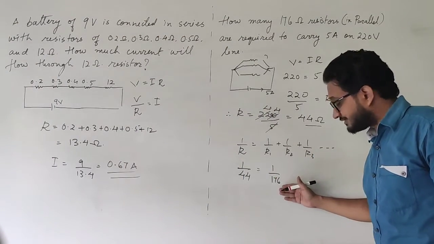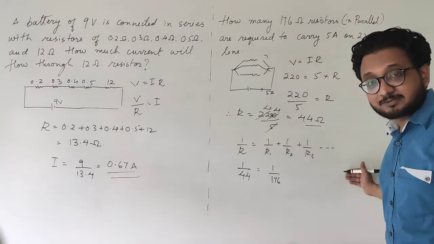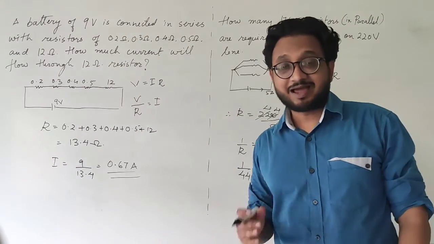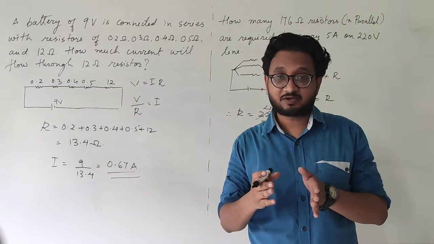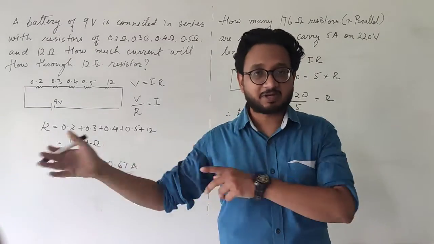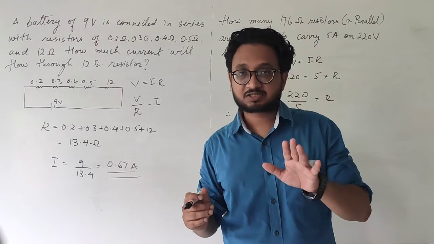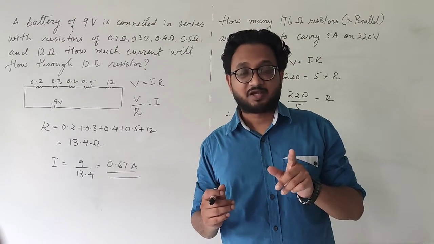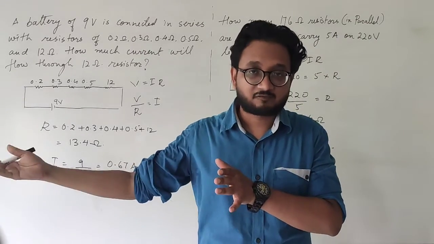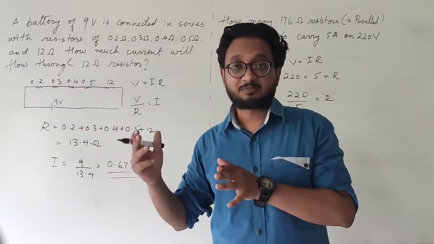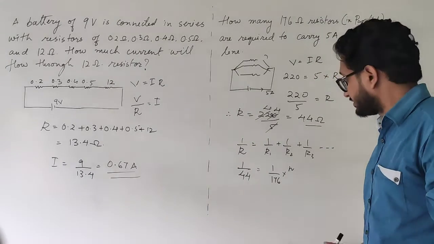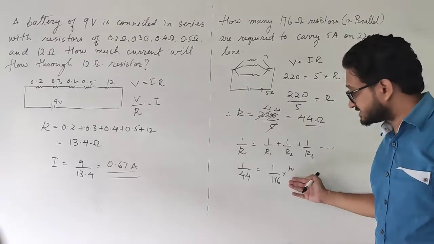I am adding 1 by 176. How many times? That I don't know. So I am multiplying it by n. Simple multiplication, n times. So I am going to add 1 by 176 n number of times. So instead of adding n number of times, I am simply multiplying it by n. I hope it is clear to you, students. I repeat once again. What I am doing is, I am adding 1 by 176 n number of times. I don't know how many times, so I am multiplying it by n. Is it clear?